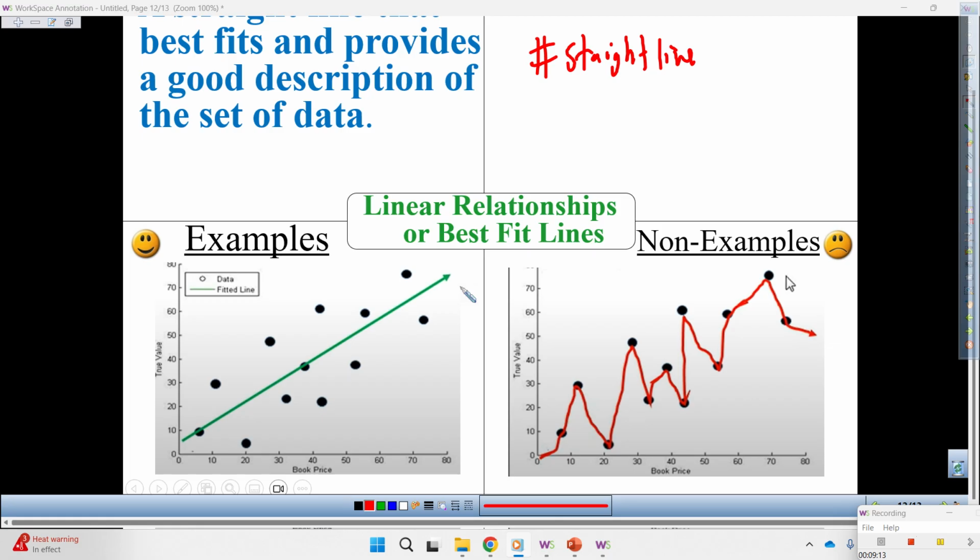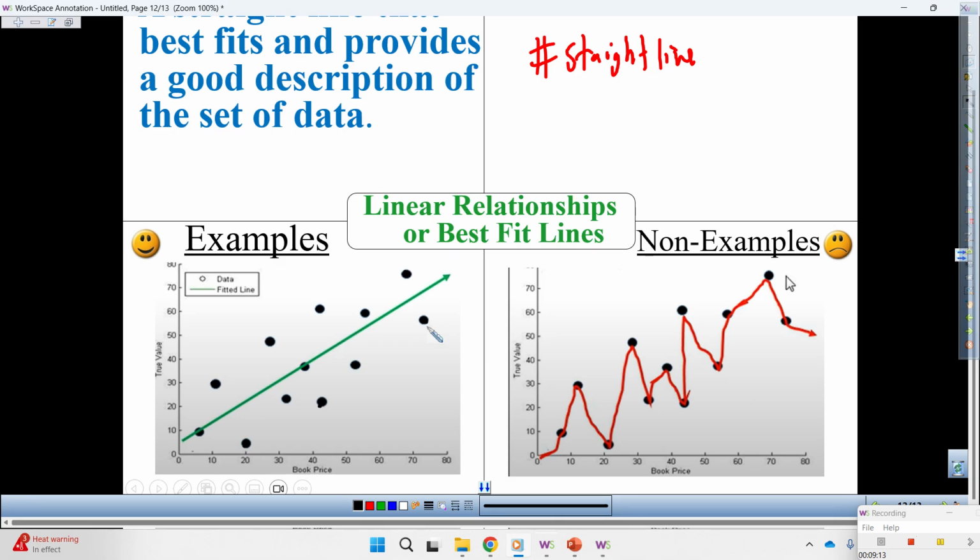However, it needs to have two things. The first one, it needs to split the data evenly as much as possible. What does that mean, Mr. Q? That means that the points above that line should equal the points below the line. So how many points above? 1, 2, 3, 4, 5. How many points below the line? 1, 2, 3, 4, 5.